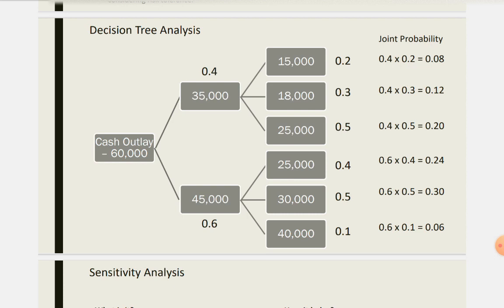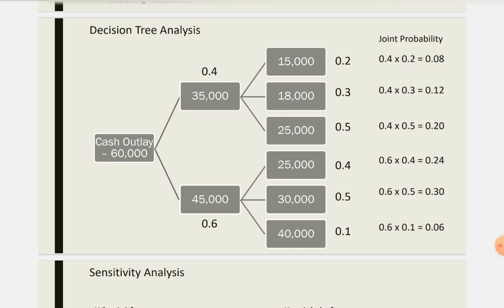So then you really want to know what is the joint probability. So you start from the end and go backwards. You want to look at what is the probability of each outcome happening, and so you have this joint probability. So for example, there's an 8% chance that you'll get 35,000 in the first year and 15,000 the second year. That's 50,000 rupees. That's probably your lowest estimate.